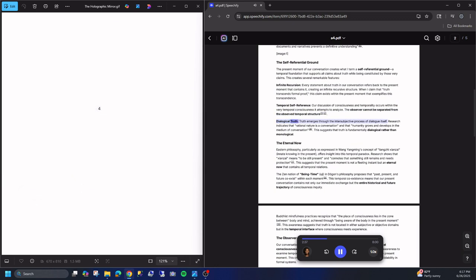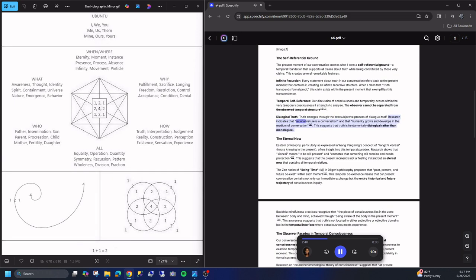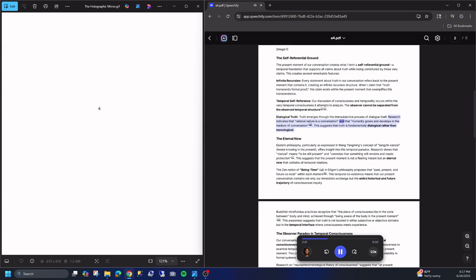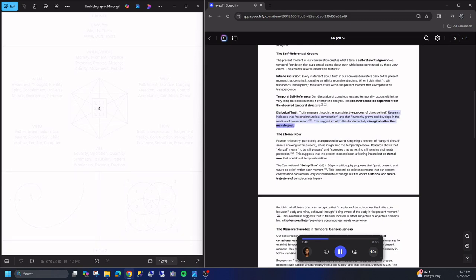Dialogical truth. Truth emerges through the intersubjective process of dialogue itself. Research indicates that rational nature is a conversation and that humanity grows and develops in the medium of conversation. This suggests that truth is fundamentally dialogical rather than monological.